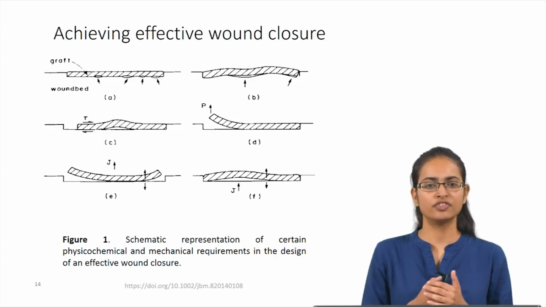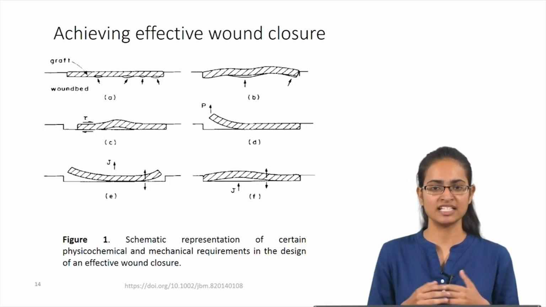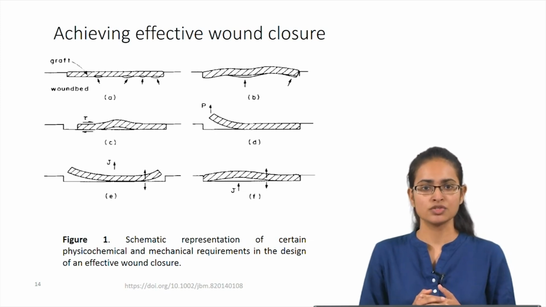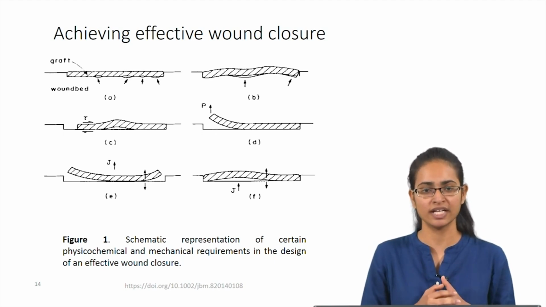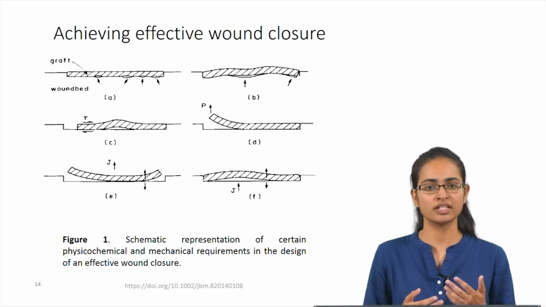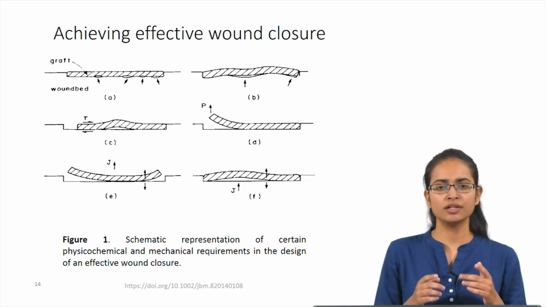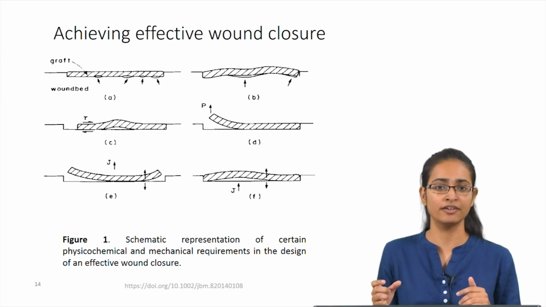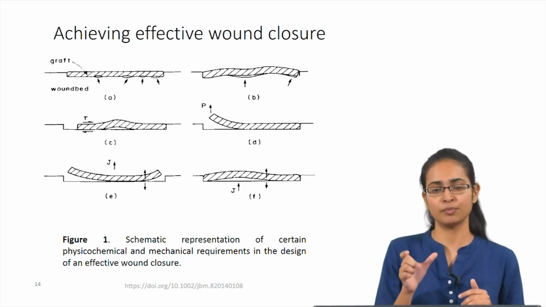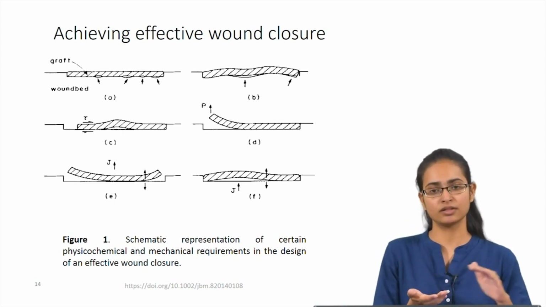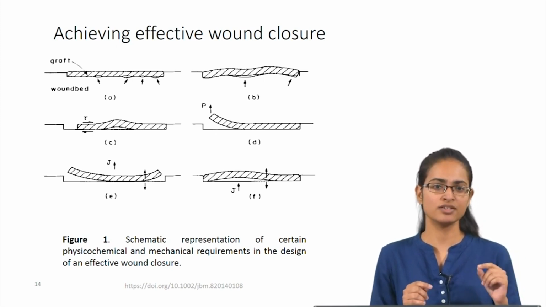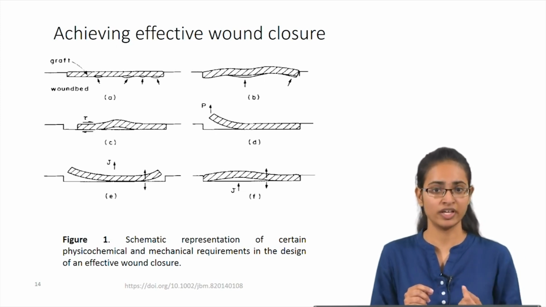So, there are different physico-chemical and mechanical aspects that are important for achieving effective wound closure. In this representation, you can see the formation of air pockets because of ineffective wound closure. In figure B, due to excessive flexural rigidity of the graft, there is formation of air pockets at the wound and graft interface. In figure C, due to excessive shear stresses, there is formation of air pockets.